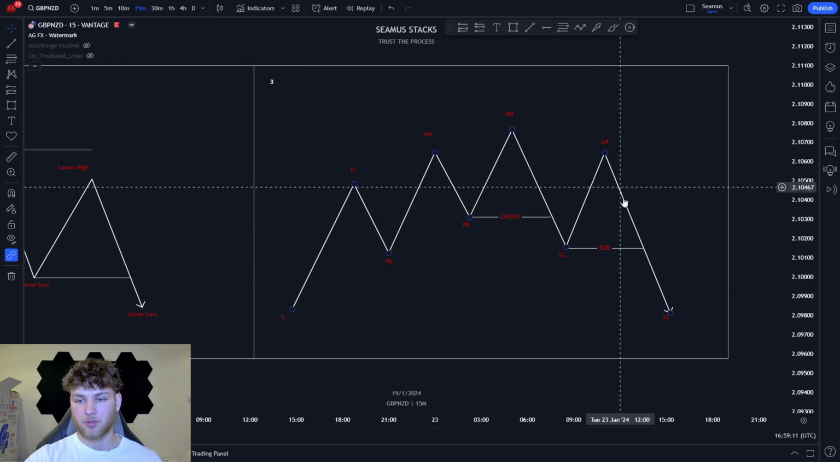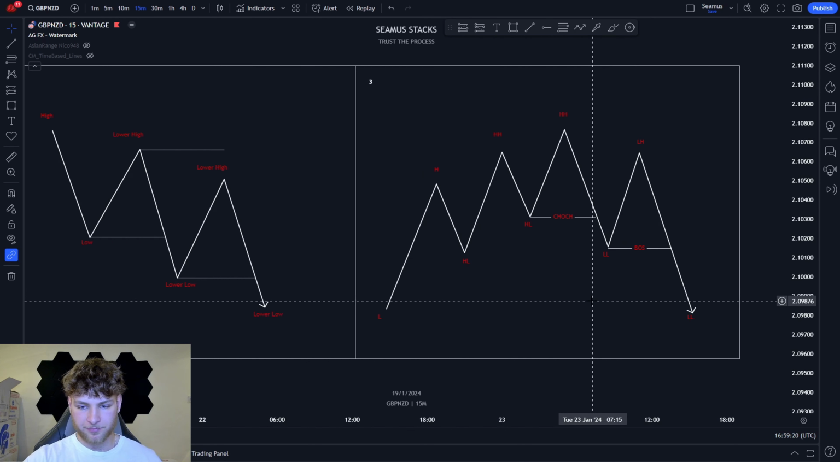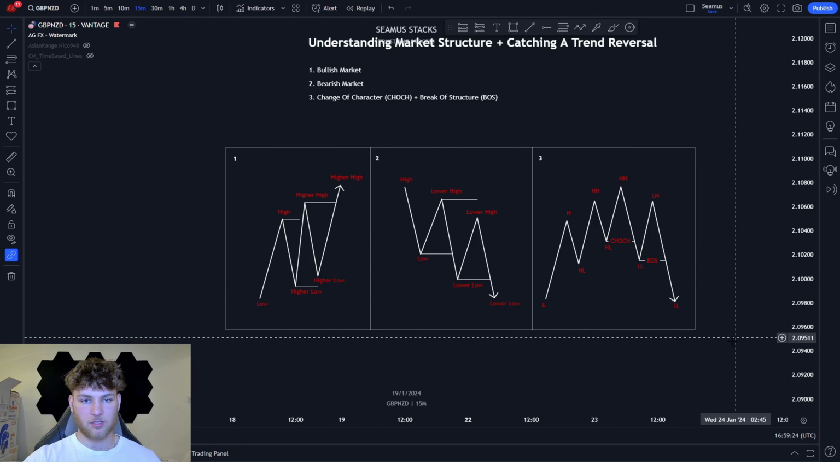So we've now got a break of structure. So how can we now use this in the markets to trade and catch trend reversals? Well, we're going to go through some examples right now, and hopefully you guys caught up, and that was very simple. So let's take a look.